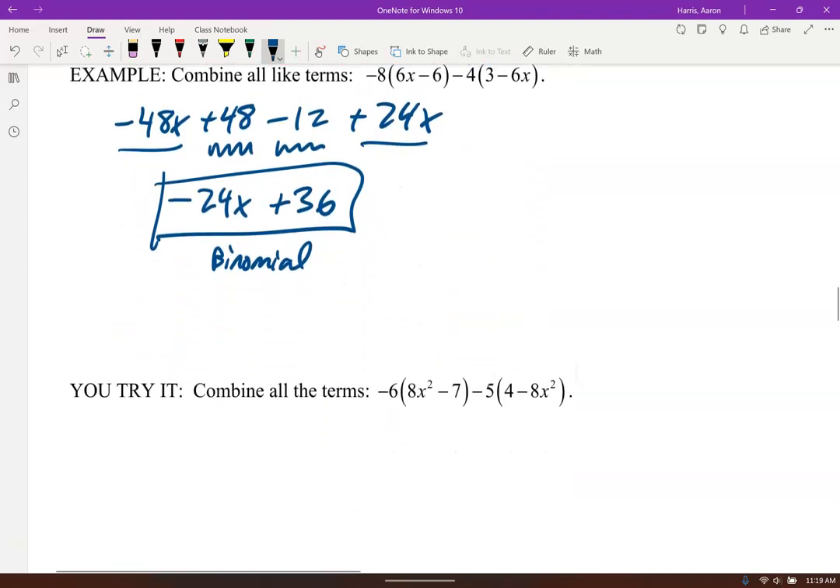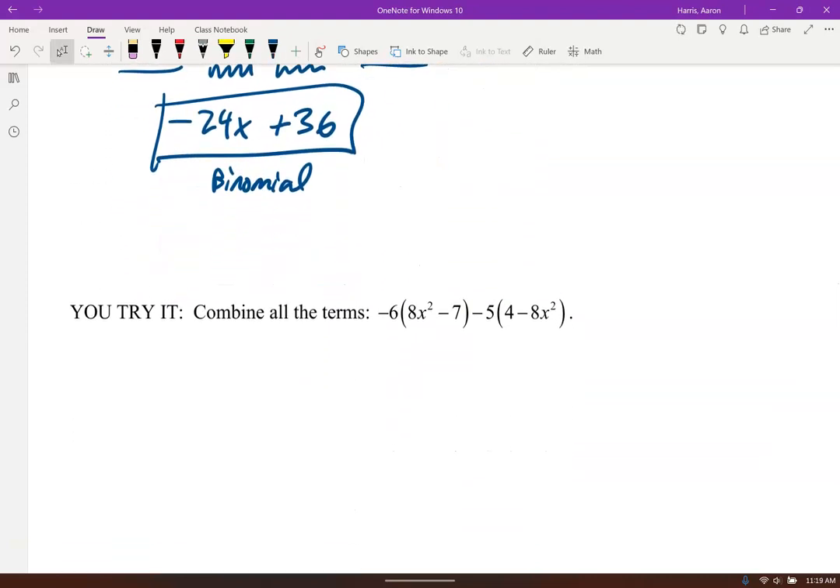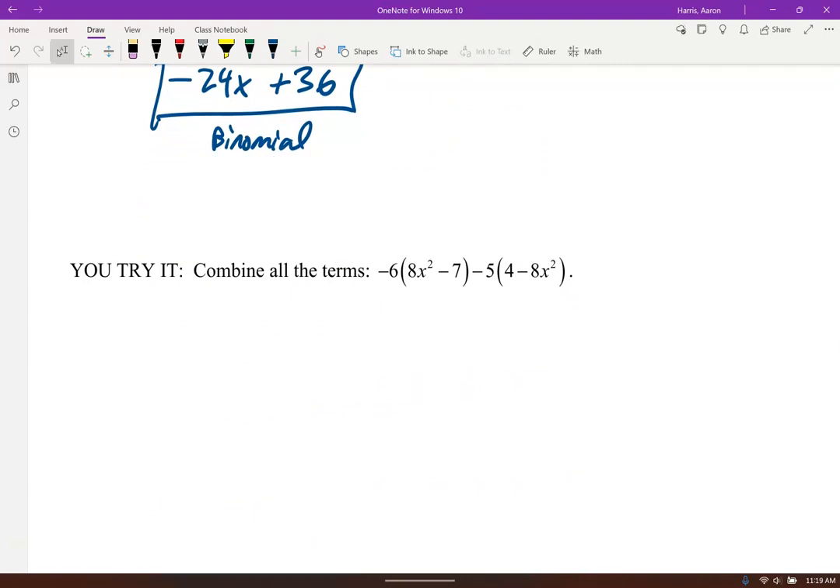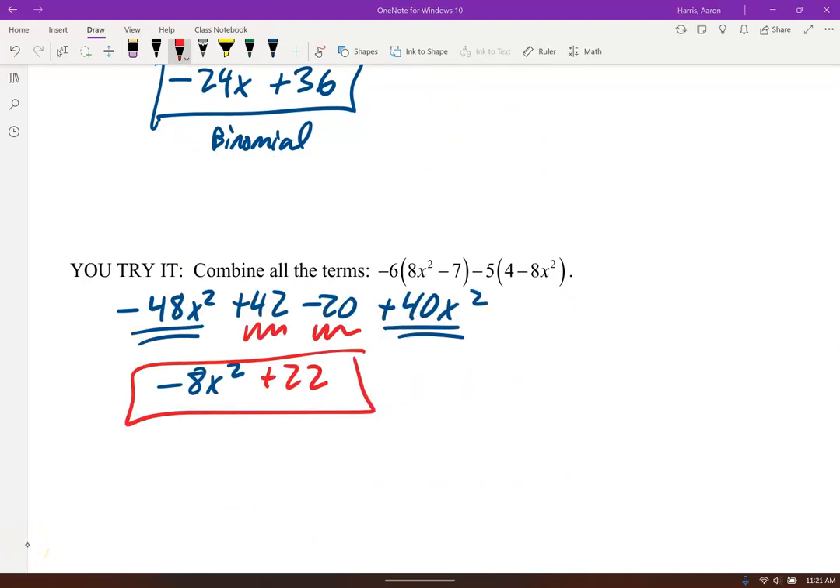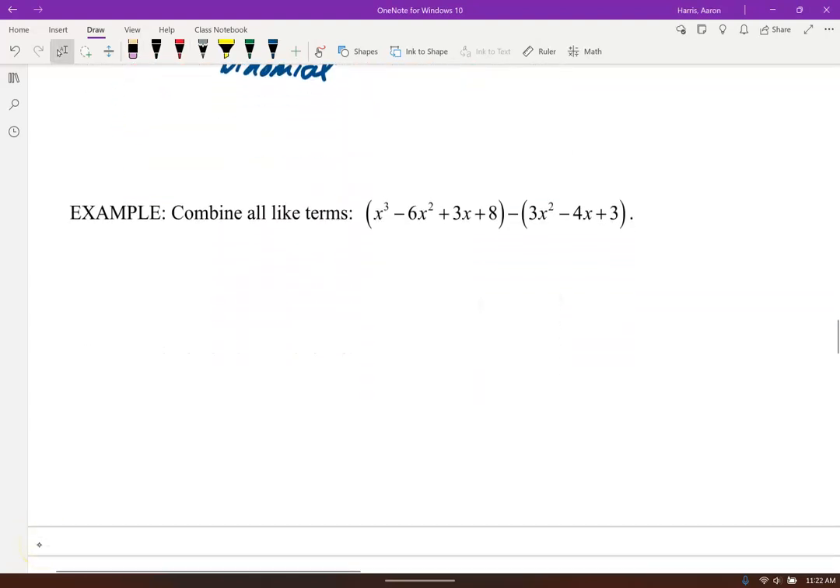All right, why don't you guys try this one? Go ahead and distribute that, and then combine like terms. So negative 8x squared plus 22. Check your answer there. All right, let's combine these.